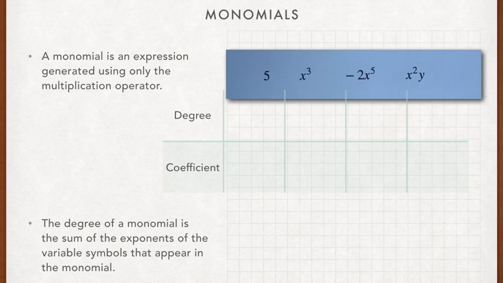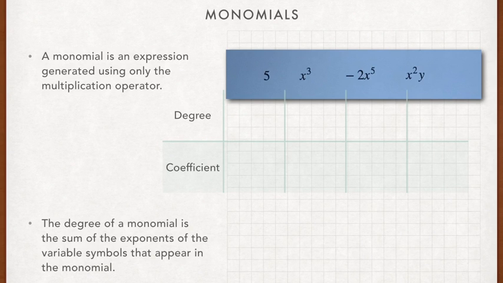A monomial is an expression generated by using only the multiplication operator. What we have in here are examples of monomials. Even though it might have more than one number or variable, because they're being multiplied together, that would be considered a monomial. When we are talking about monomials, there are two things that we are going to be looking at. The first one is the degree of the monomial. The degree of a monomial is the sum of the exponents of the variable symbols that appear in the monomial.